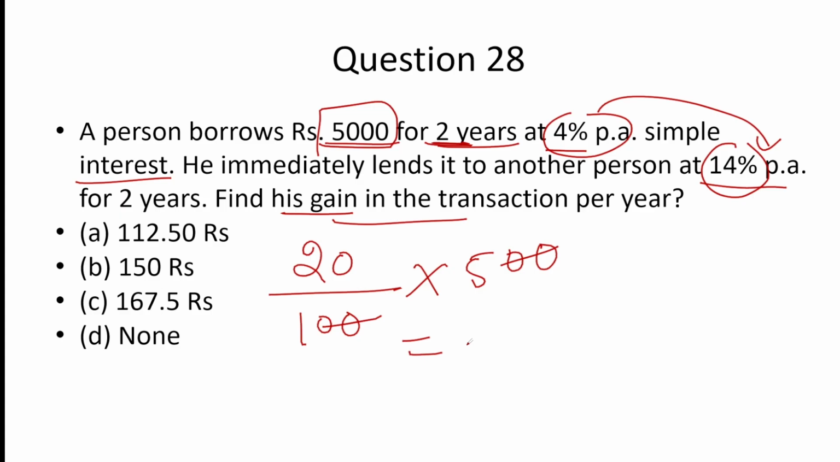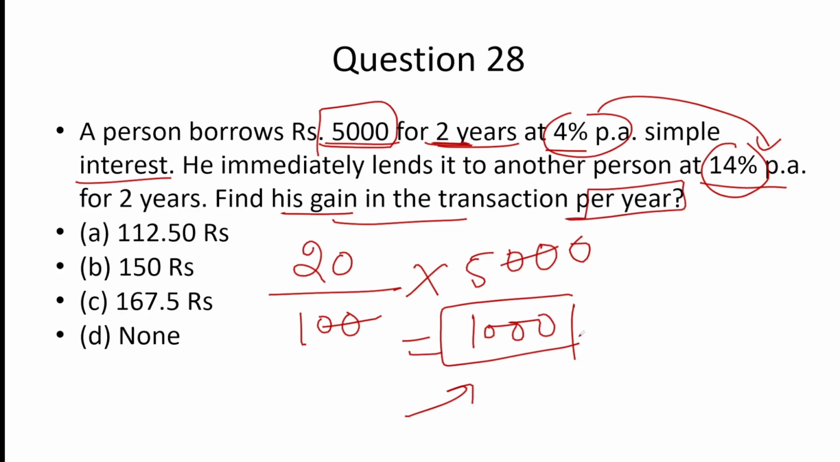That is 1,000. It means he will get 1,000 rupees gain, right? Because 20% of this will be 1,000. But that is for 2 years. For 1 year it is 500. Okay, let me explain again. It is 4% per annum, and it is 14% per annum. 10% more benefit. 10% of what? Of the principal. 10% of this is 500.